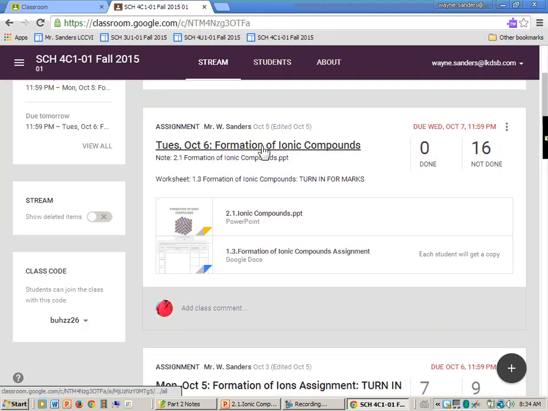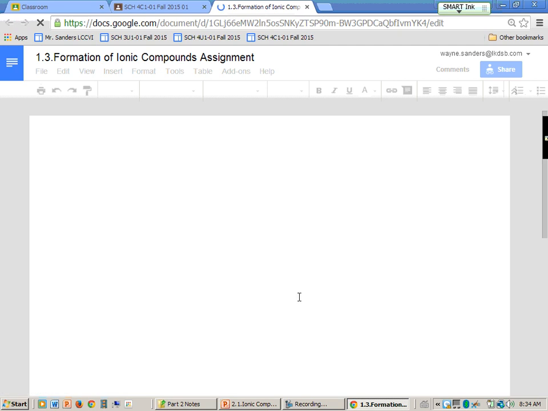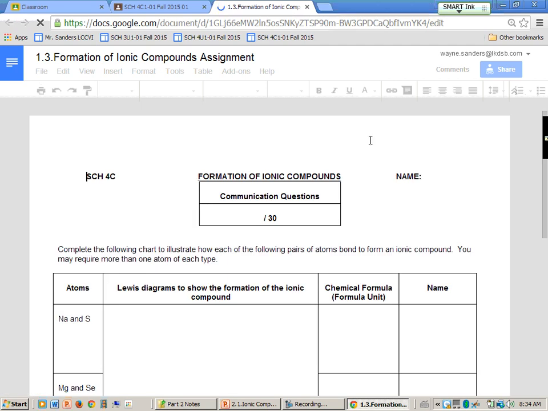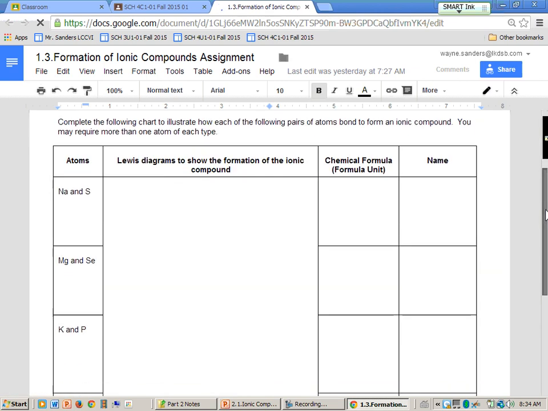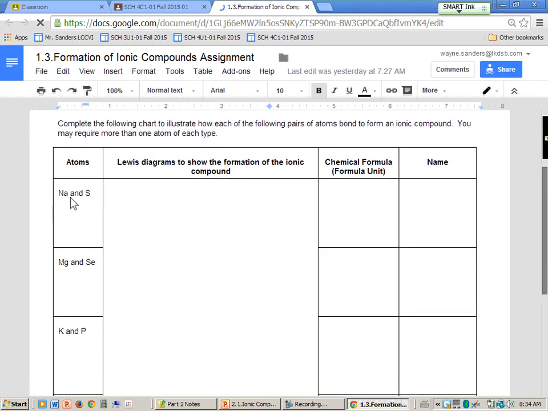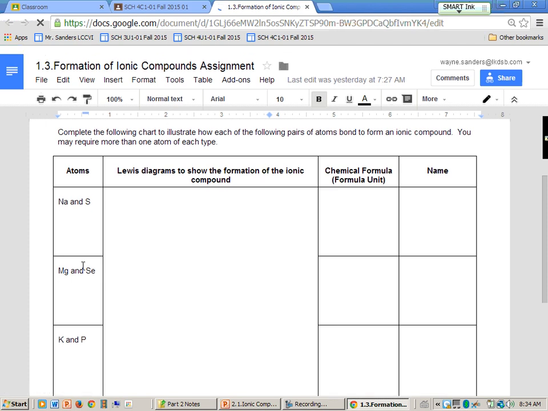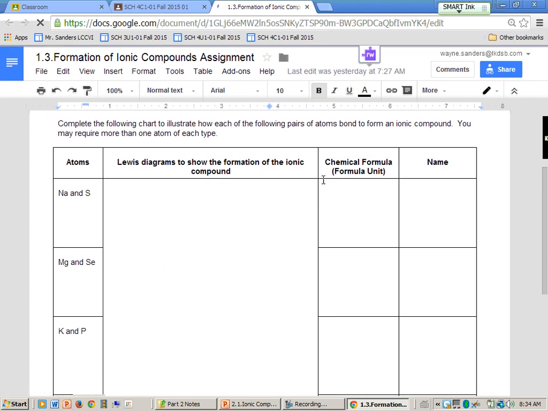And I'm going to add the video to the bottom of this when I'm done. And you'll notice here, formation of ionic compounds assignment. There it is. Turn it in for marks. Right, I have it due tomorrow at the end of the day. Let's take a look at that. And so this looks a lot like what we just did just now. So you can see here are the atoms that we're going to work with, okay? Na and S. You can draw in the dots on Na and S and put any extras you need. Here's where you can put the Lewis diagram of the ionic compound. That's with them together like we just did a moment ago, right?